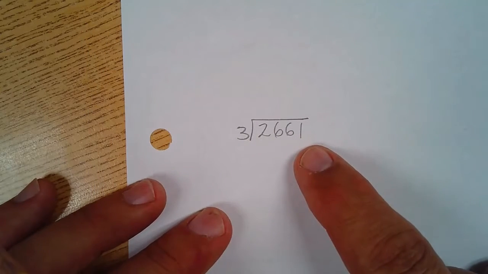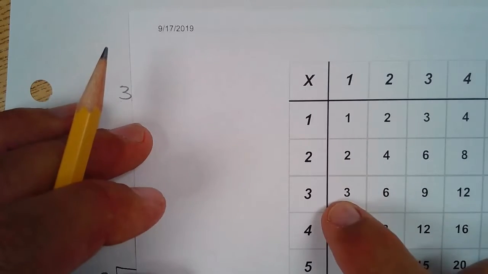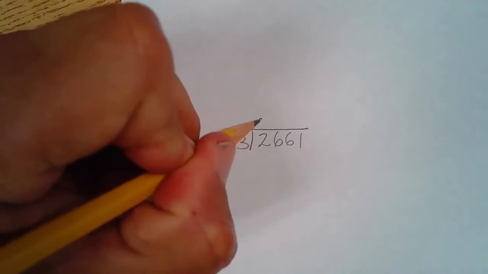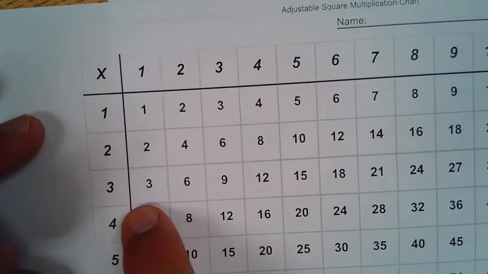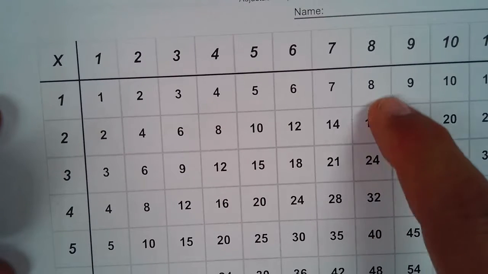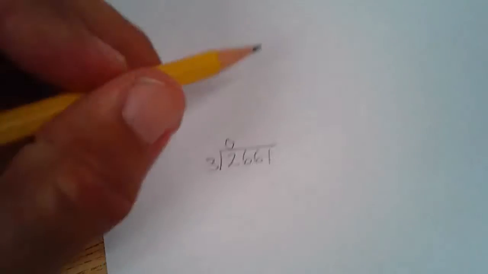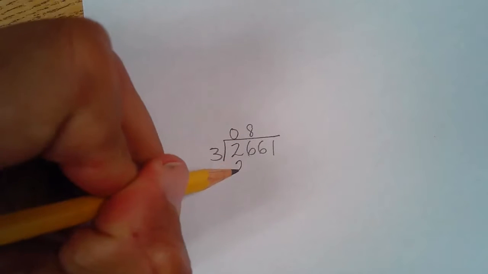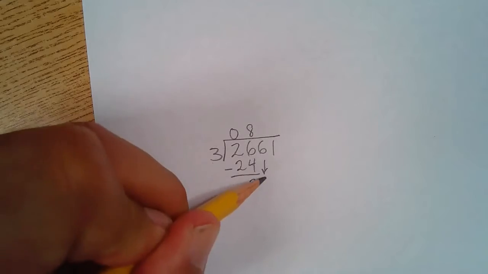2661. All right. 3 goes into 2? Well, 2 is too small, so that's going to be 0. Now, 3 goes into 26. Let's see. 27 is too big. So 8 times, and 8 times 3 is 24. And that leaves 2. Bring down the 6.